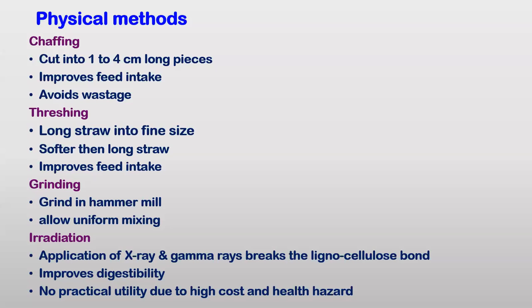So before mixing, grinding will be applicable, or we can use the hammer and roller mill for grinding. Irradiation is the application of X-ray and gamma ray, which breaks the ligno-cellulose bond of the poor quality roughages. Once the ligno-cellulose bond breaks or reduces, it will improve the digestibility of that particular roughage.